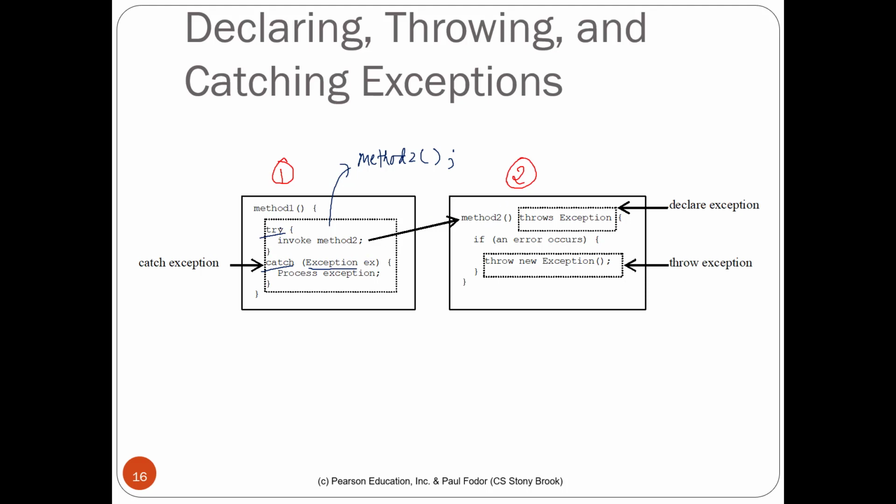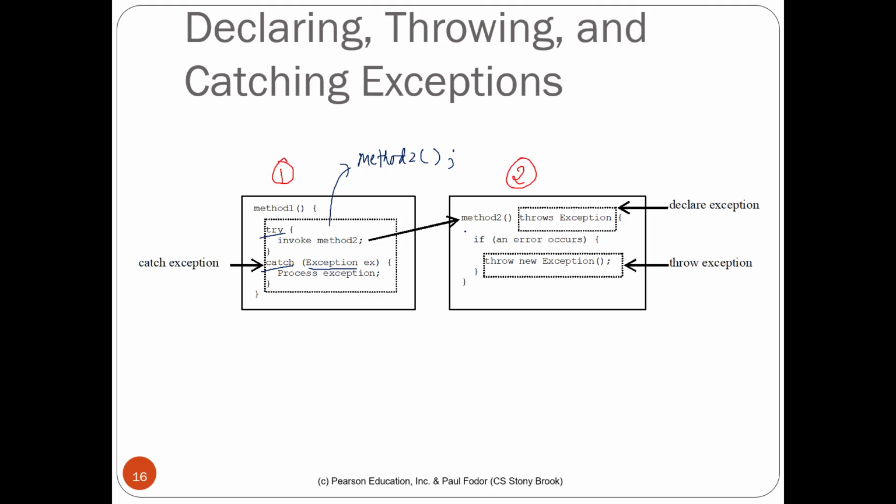So this try and catch is what we have in the main method. In the try block we have the invocation of method 2, and in the catch block we have the code that will take care of handling this exception. Now let's move on to method 2 and try to understand what we have in method 2.